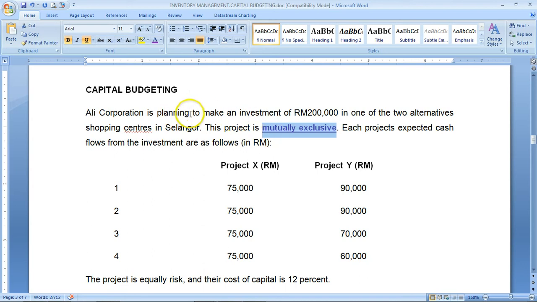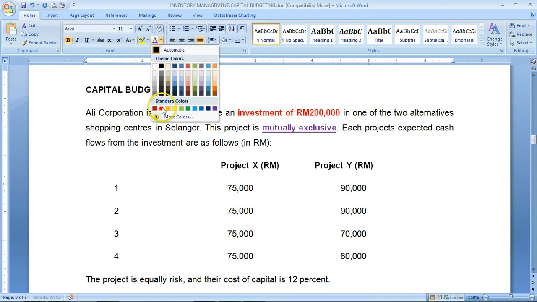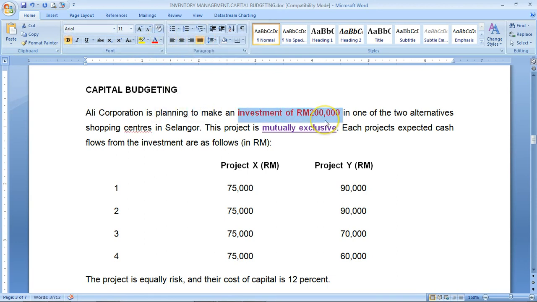So can I know how much the initial outlay is? Initial outlay is how much you invest, your outflow of money at the beginning of the period of your project. Planning to make an investment of 200,000. Yes, correct, class. Very good. So this is your IO, your initial outlay.